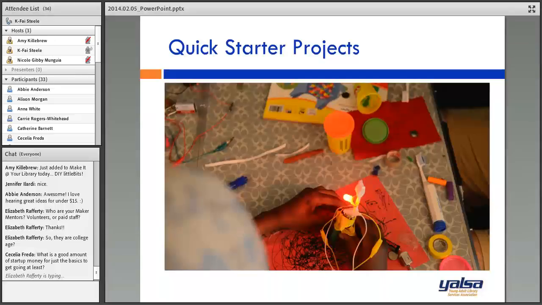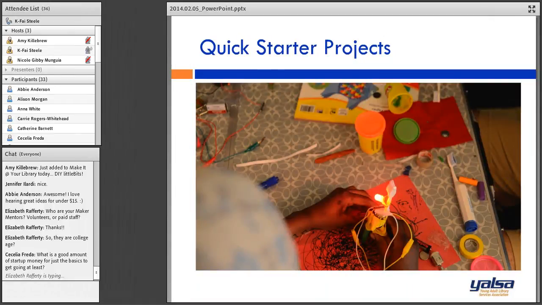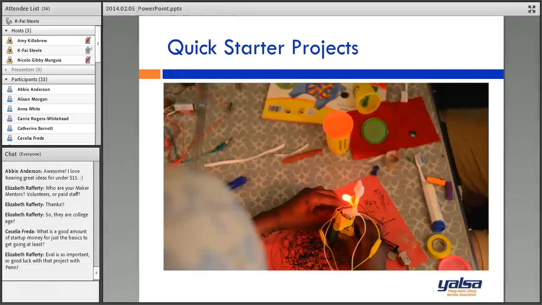Cecilia, I'm seeing your question. What is a good amount of startup money for just the basics to get going at least? It really depends, I suppose. We had a DML grant over the summer, and that grant was really good, and it gave us the opportunity to do a project called Connected Messages, and to have a maker celebration and bring about 50 youth presenters down there and pay for tokens to get them and their families back and forth. And that was about $10,000.